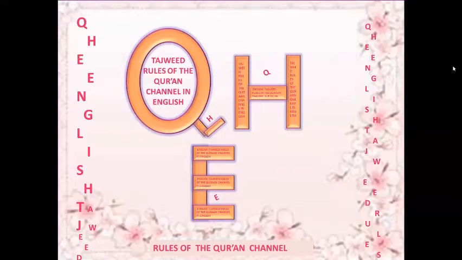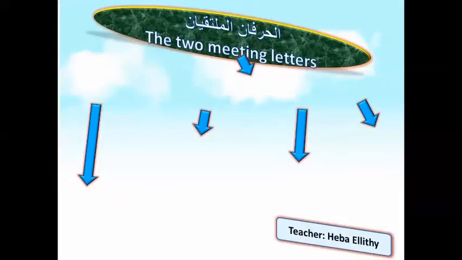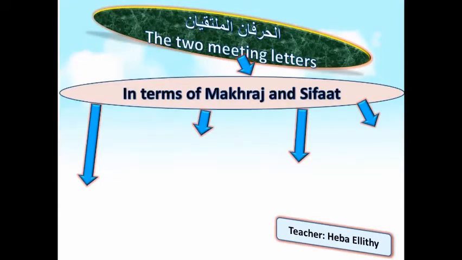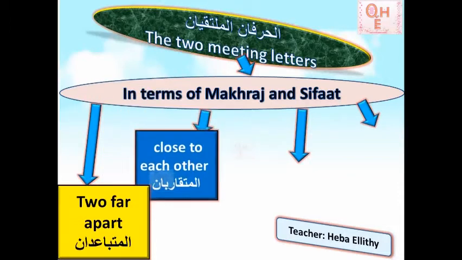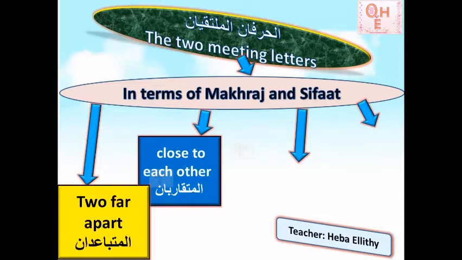We're still explaining the chapter of علاقة الحروف الحرفان الملتقيان, the two meeting letters, and we said there are rules to compare or not compare. It was in the first few classes, and we said too, in terms of makhraj and the sifat, we have four categories under this. We have two letters far from each other in the makhraj, we call it al-mutaba'idan, or two letters close to each other in the makhraj or in the sifa, and we call it al-mutaqariban.